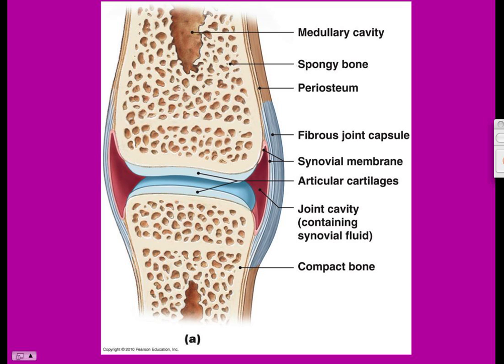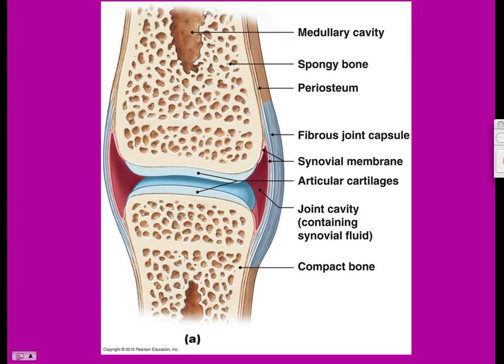Now, this is a generalized diagram of a joint. It doesn't really exist in the body. And you can see here that the periosteum, the outer covering of the bone, lies contiguously or continuously here with the blue of the joint capsule. So it looks like one continuous membrane. You really can't tell the difference.